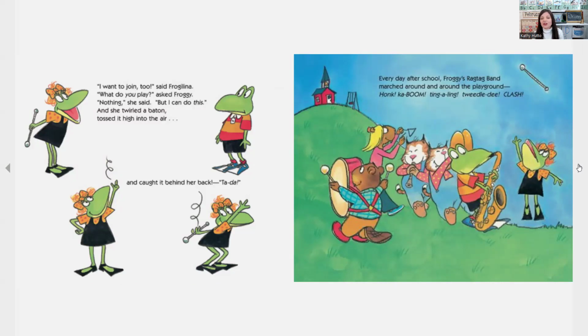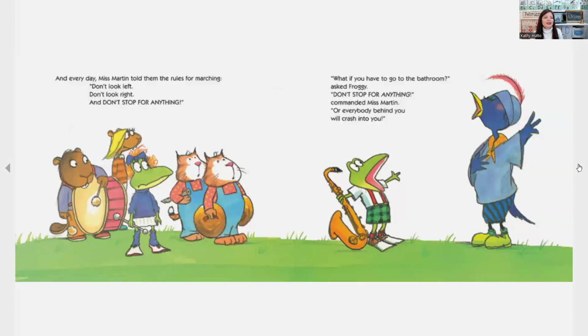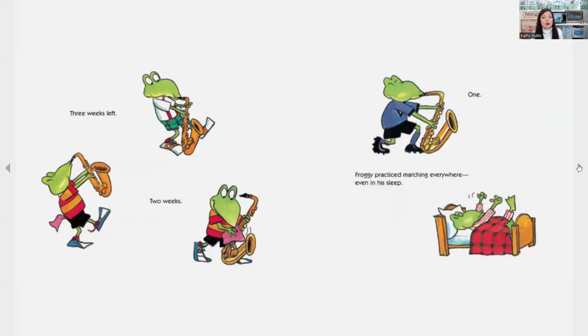Ta-da! Every day after school, Froggy's band marched around and around the playground. Honk, kaboom, ding-a-ling, tweedle-dee, clash. And every day Miss Martin told them the rules for marching. Don't look left, don't look right, and don't stop for anything. "What if you have to go to the bathroom?" asked Froggy. "Don't stop for anything," commanded Miss Martin, "or everybody behind you will crash into you." 3 weeks left until the parade. Then 2 weeks. Then 1 week. Froggy practiced marching everywhere, even in his sleep.